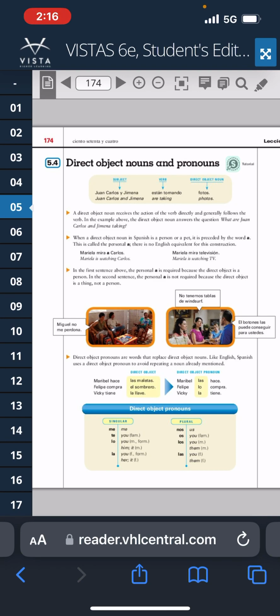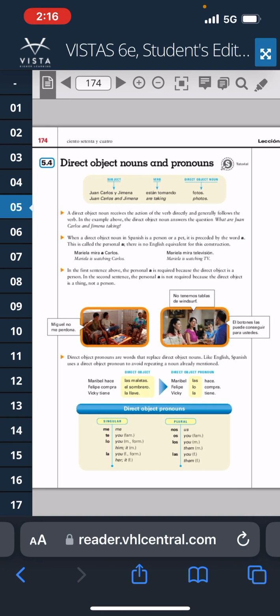Five point four. Direct object nouns and pronouns. Okay. Subject: Juan Carlos y Amina. Verb: están tomando. Direct object noun: photos. Juan Carlos and Amina are taking photos.